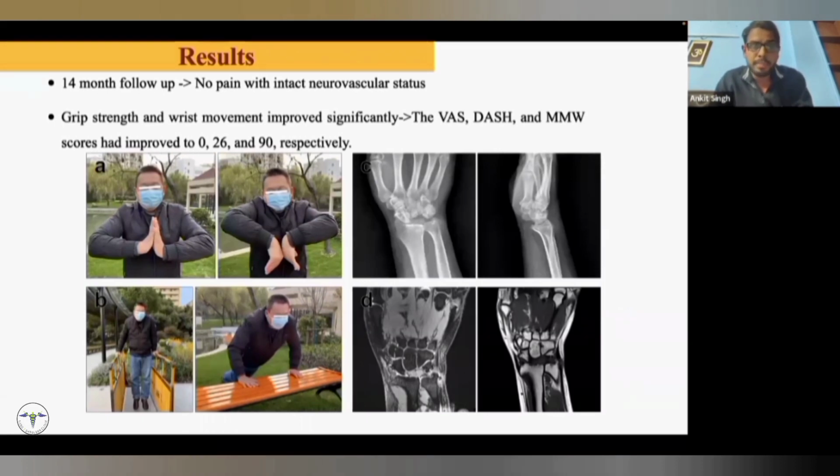As seen in the 14-month follow-up, the patient had no pain with intact neurovascular status. The grip strength and the wrist movement were improved, as was seen in the VAS, DASH, and the modified Mayo wrist score. In the image on the right-hand side, you can see the X-ray and MRI. In comparison to the pre-op X-ray, the degenerative arthritis had regressed, whereas the MRI shows that the graft is relatively well positioned and has not been absorbed or calcified.